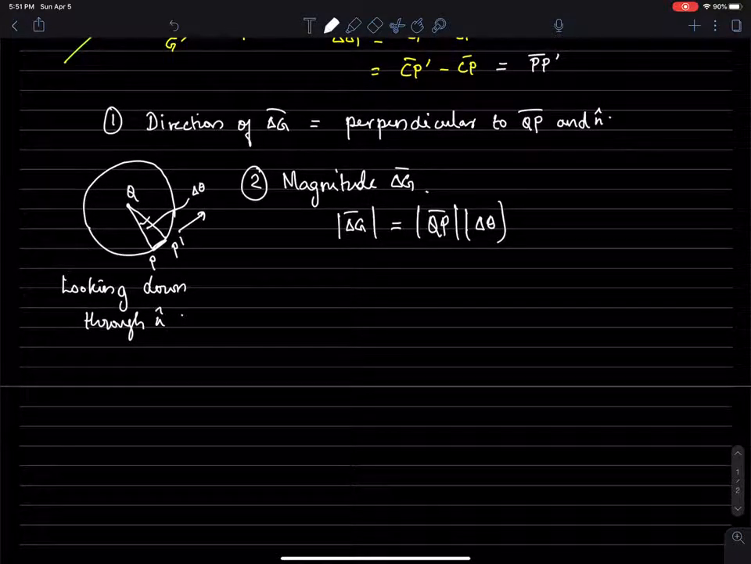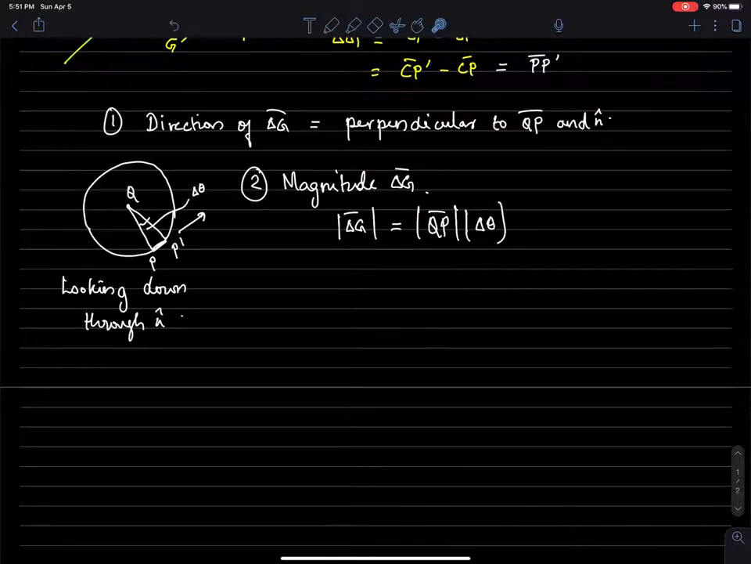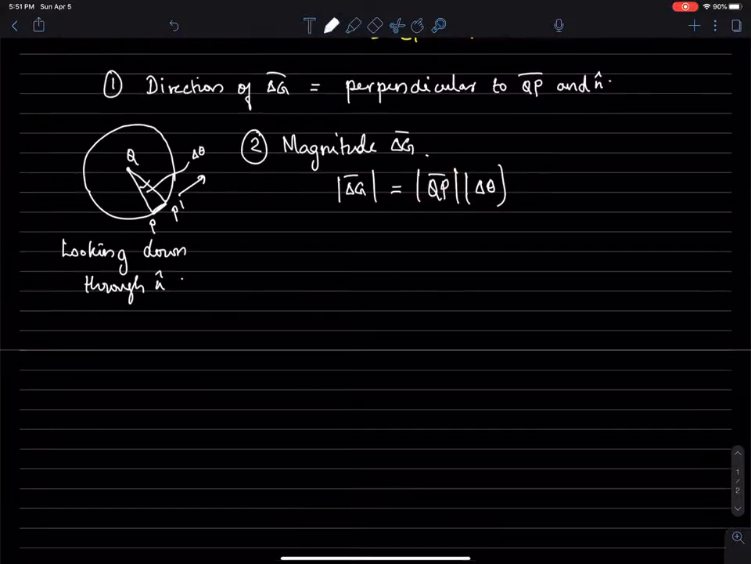Okay, so now we know the direction, we know the magnitude. Can we write an expression for delta G? So I'm actually just going to write an expression for delta G and then show that that expression satisfies these two properties and we are done. Okay, so the expression is delta G equals delta theta N crossed with the QP vector, where this is the cross product.